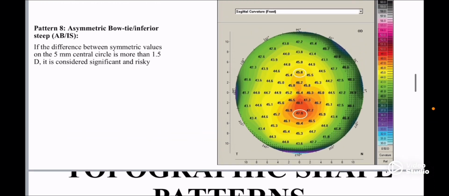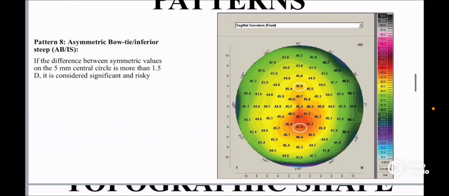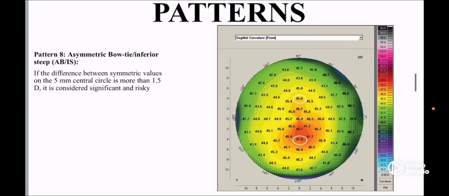If it's clear over here, then we can move to the next pattern, which is pattern number 8 or asymmetric bow tie or inferior steep, which is known as AIS. If the difference between the two asymmetric values on the 5 mm central circle is more than 1.5 diopter, it is considered as significant and risky.